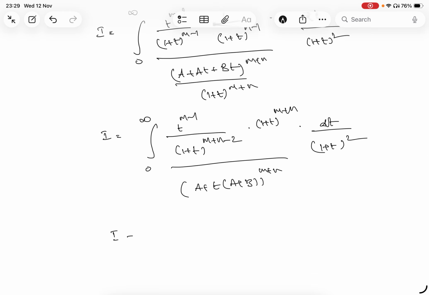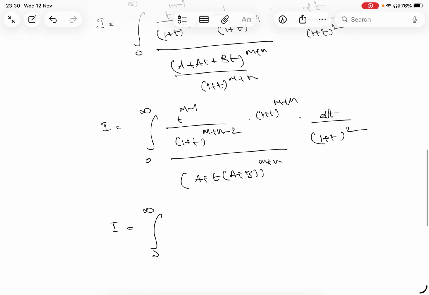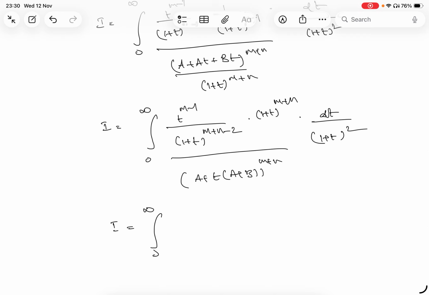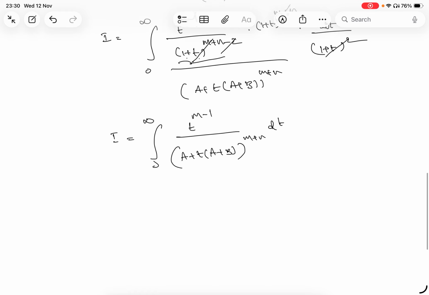Then I becomes integral 0 to infinity. As you can see, this can be written as (1 + t) whole power m plus n into (1 + t) whole power minus 2. This m plus n will get cancelled, and these two will get cancelled with this part, right? Then we are left with t power m minus 1 by (a + t(a + b)) whole power m plus n into dt, right? We need to simplify it further. Let's make some substitutions.